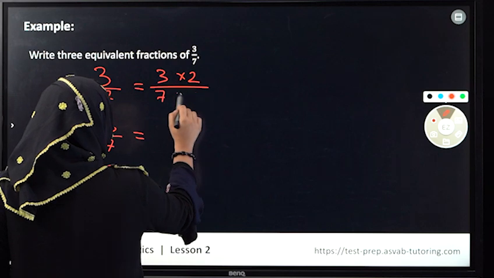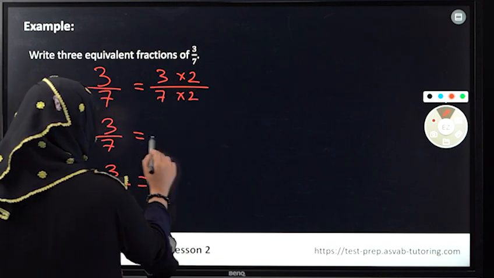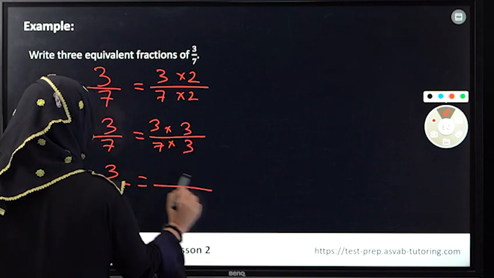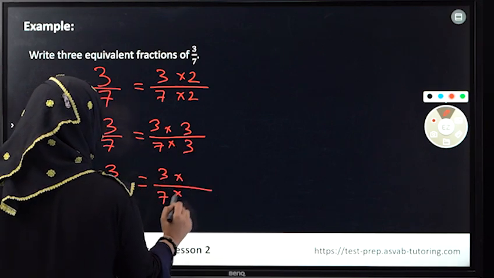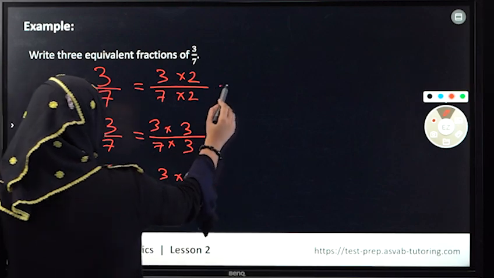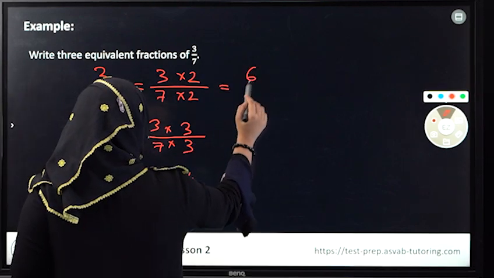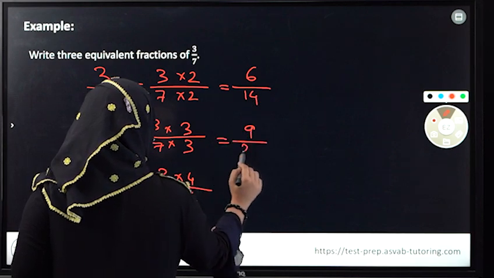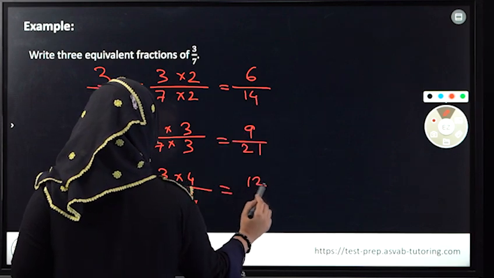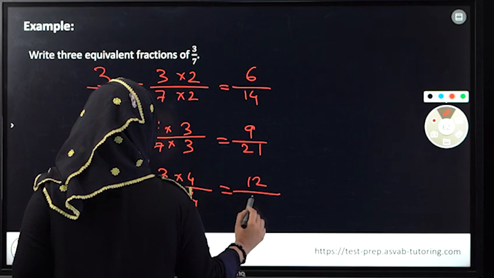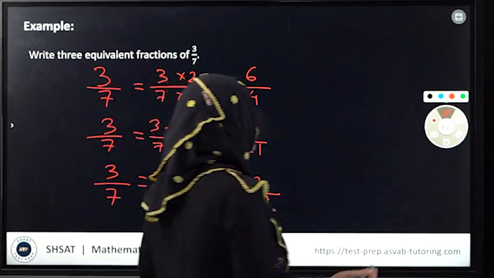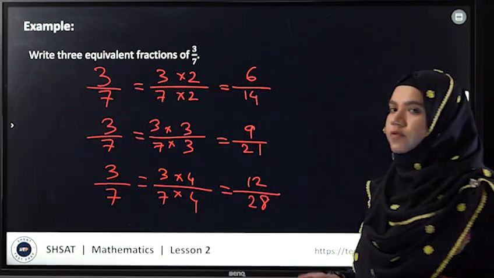So for the first fraction, let me just multiply by 2. For the next one, I am multiplying by 3. For the next one, I am multiplying by 4. So 3 times 2 is 6, 7 times 2 is 14, 9 over 21, 12 over 28. Okay, so there you have it. These are the 3 equivalent fractions of 3 over 7.